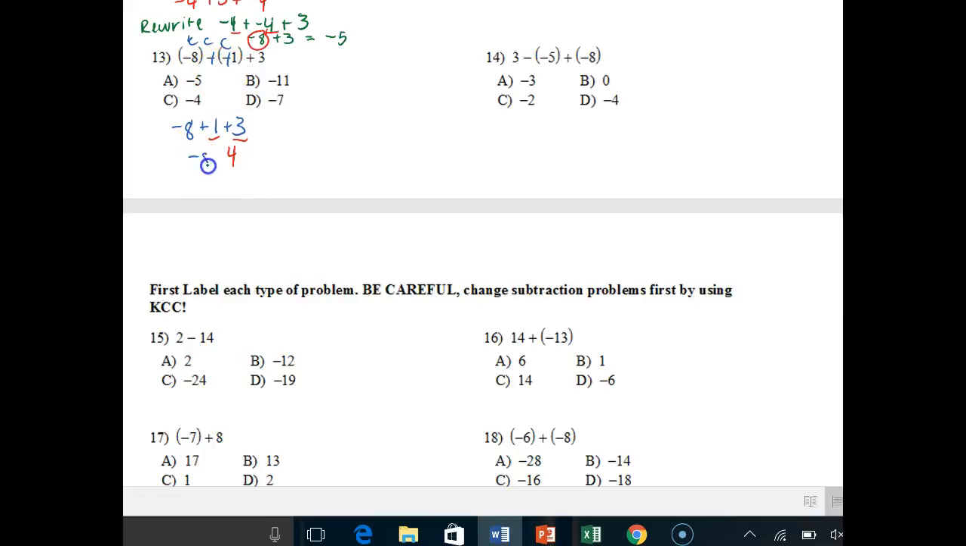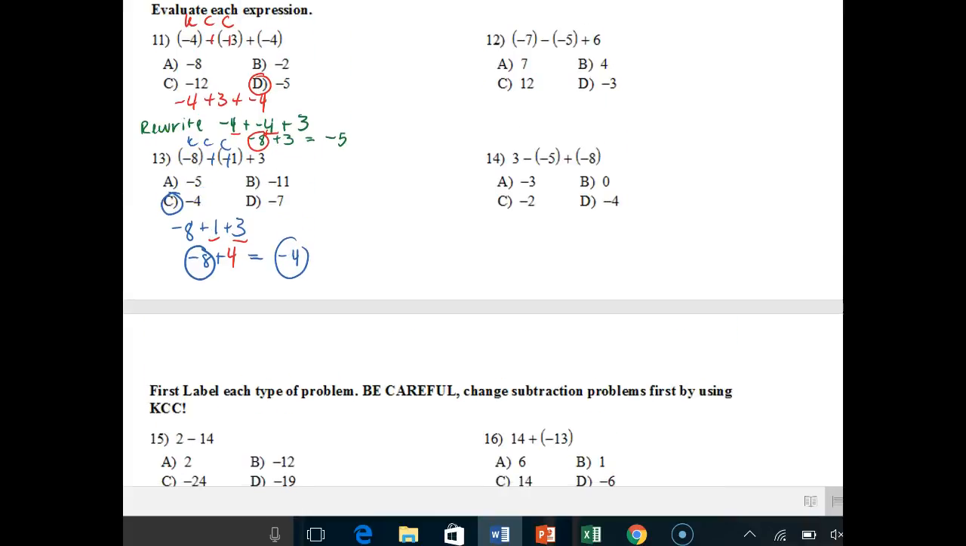So I have negative 8 plus 4. And why can I add 1 and 3 first before doing negative 8 plus 1? Because again, commutative property of addition says I can do them in any order I want, right? 8 plus 1 plus 3 is always going to equal the same thing no matter what order I add them up in. So negative 8 plus 4 is DSSL again. I have more negatives, that's why my answer is negative 4. I would pause the video right now, do 13 and 14, and make sure you show the work that I showed on 11 and 13.